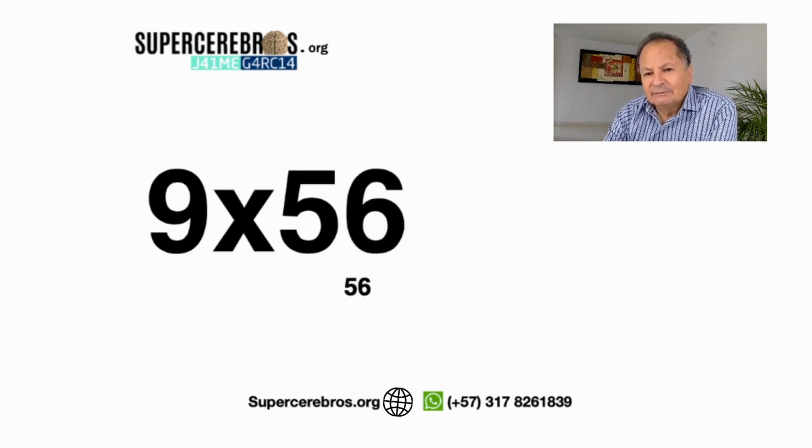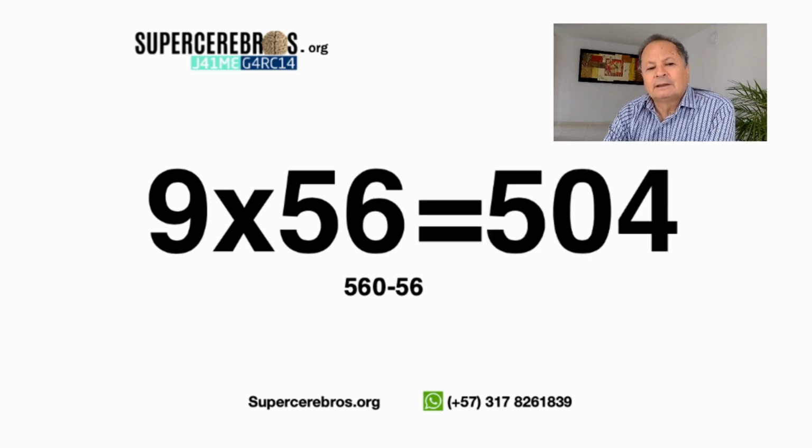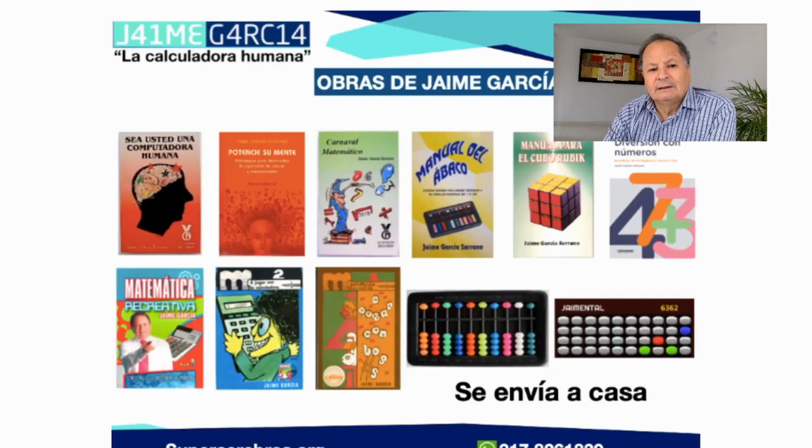Next, we have 9 times 56, which means multiplying 9 by 56. Finally, the last number is 504. These are the three numbers: 603, the product of 9 and 56, and 504.